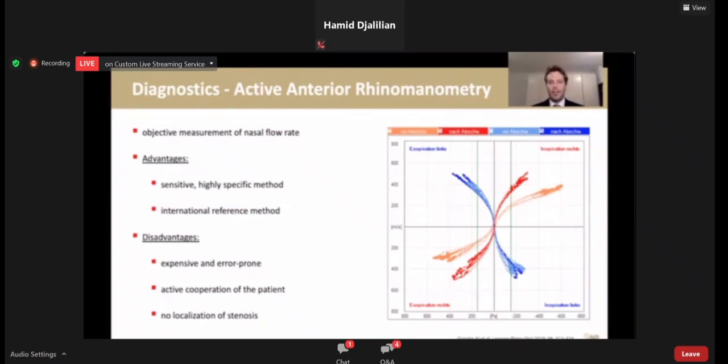it needs an active cooperation of the patient, which can be a problem especially in younger children or in disabled patients. Furthermore, there's the problem that you have no possibility to localize the stenosis in the nose. It just tells you that there is a problem.